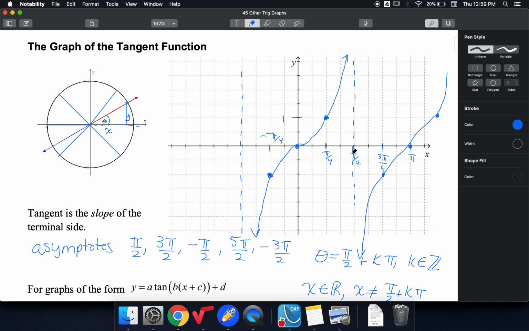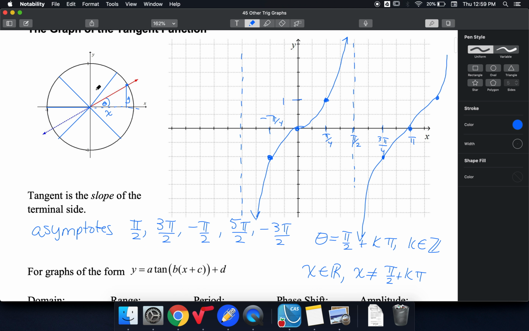And if I look here, I normally think of it as actually going from negative pi over 2 to pi over 2 as my first cycle. So both on the negative side and the positive side, negative pi over 2 to pi over 2 is one period of tan. So let's come back down here.